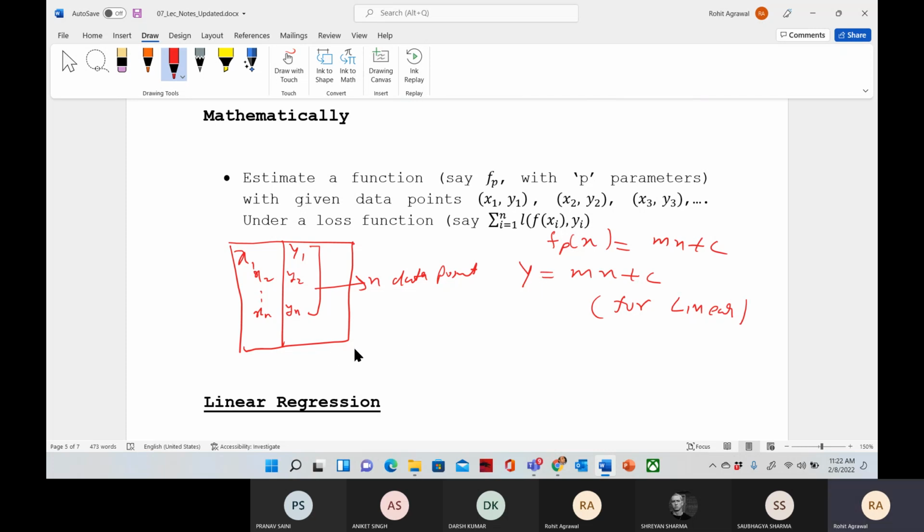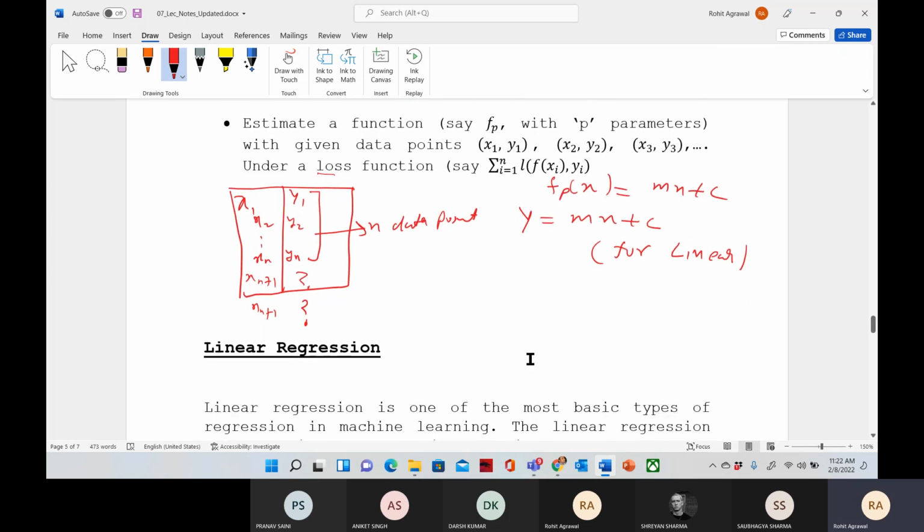And using this function, what will we do? For some points, like you can have n plus 1, you can have n plus 2, and these are question marks. So now using this function f of p and these data points, the x values, the independent variables, our goal is to predict the dependent variable. Okay? Now how will we estimate this function? We will assume some loss. Okay? I will tell you how.